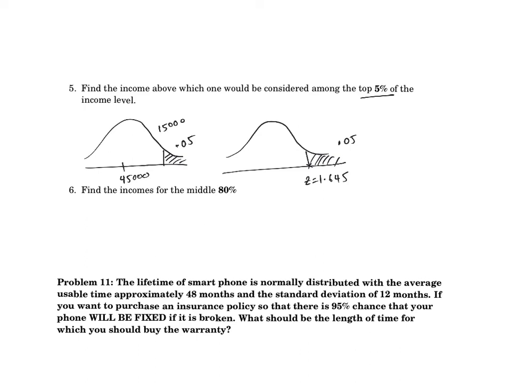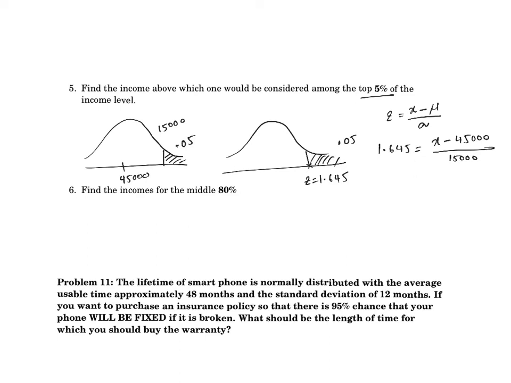Your z is equal to x minus mu over sigma. Z is 1.645, which is equal to x minus 45,000 divided by 15,000. Now multiply both sides by 15,000 and simplify. That should be your answer.